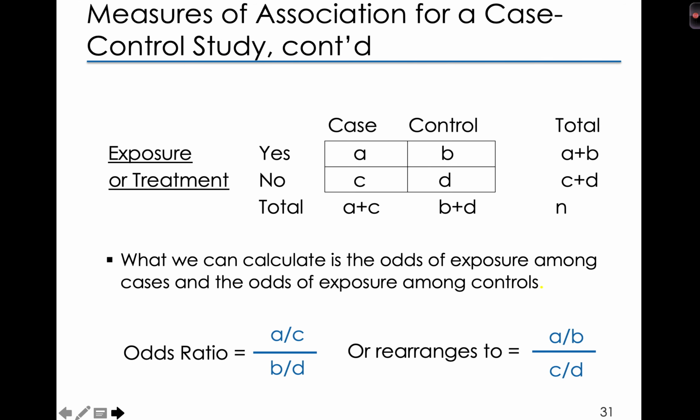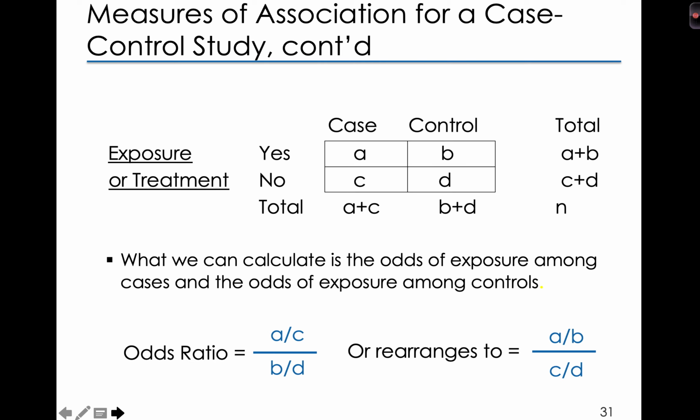So what we can calculate is within each of those groups that we've sampled, the cases and the controls, the odds of exposure among the cases and the odds of exposure among the controls. So we could do that by looking at the column for cases. A is exposure yes, C is exposure no. So odds of exposure in the cases is A over C. And then odds of the exposure in the controls is B over D.